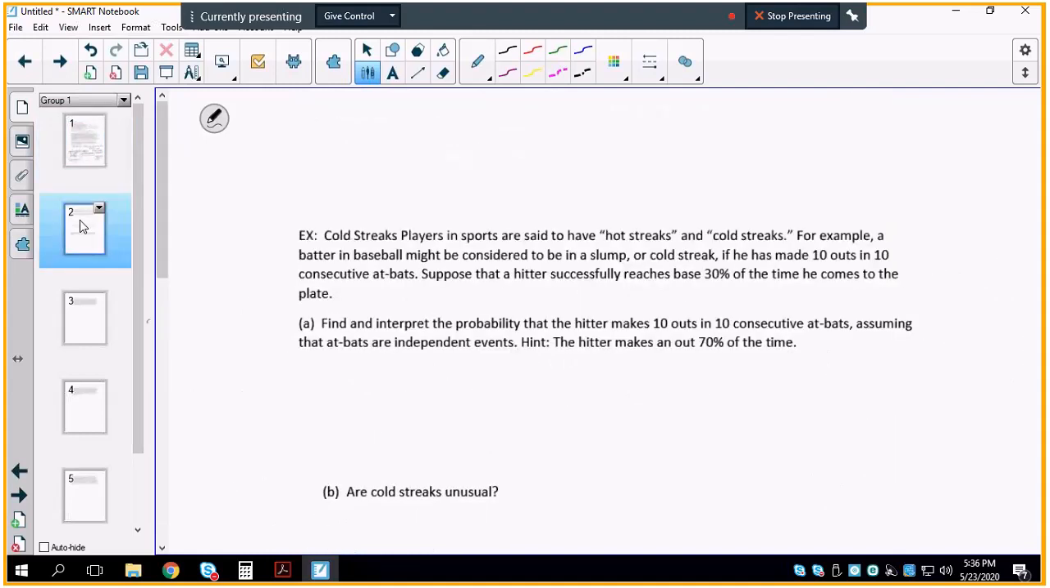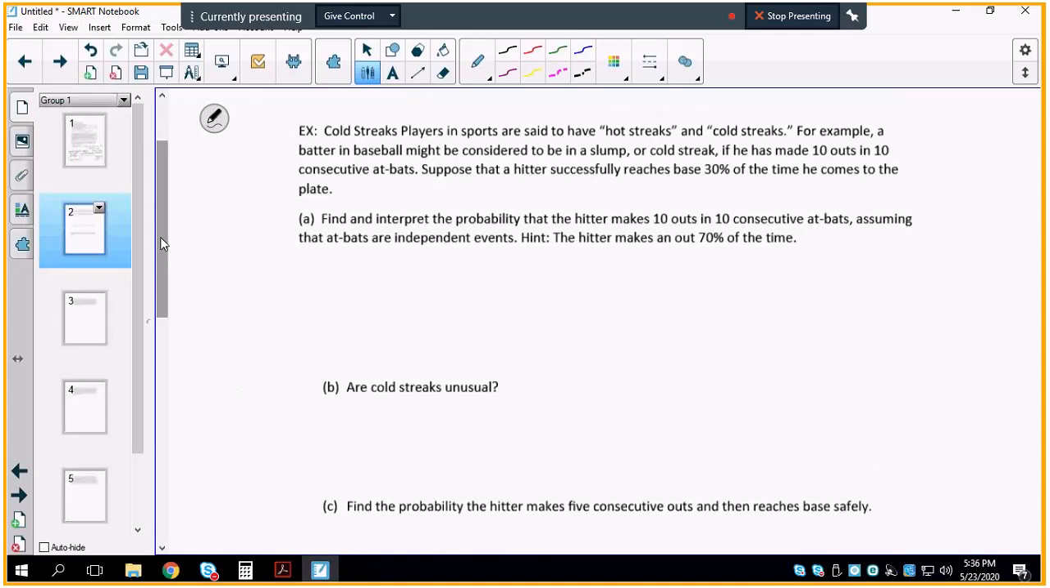So we'll go ahead and look at our next problem. This is about cold streaks and hot streaks in baseball. Players in sports are said to have hot streaks and cold streaks. For example, a batter in baseball might be considered to be in a slump or a cold streak if he has made 10 outs in 10 consecutive at-bats. Suppose that a hitter successfully reaches the base 30% of the time he comes to the plate. Find and interpret the probability that the hitter makes 10 outs in 10 consecutive at-bats, assuming that at-bats are independent events.